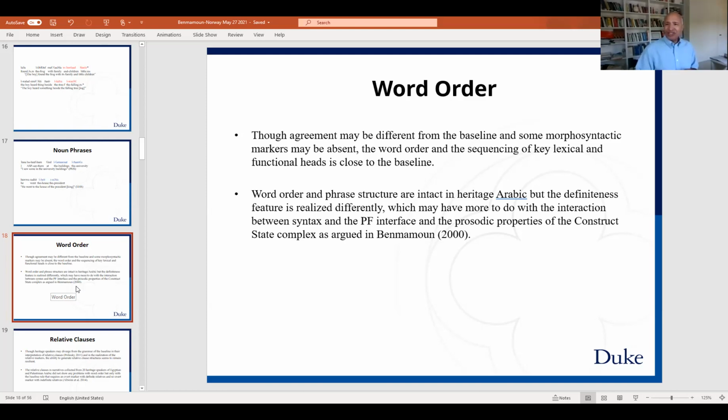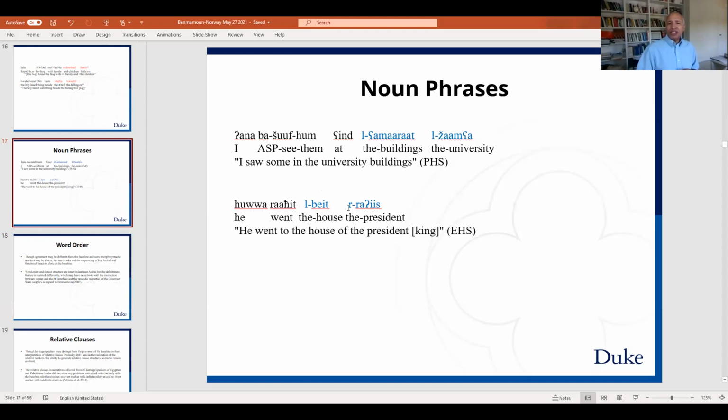But there's another way to look at this in terms of markedness. So in Arabic, what I argued in some of my work, and this is the same thing that Hagit Borer and many other people have said, is that the construct state behaves almost like a single word.